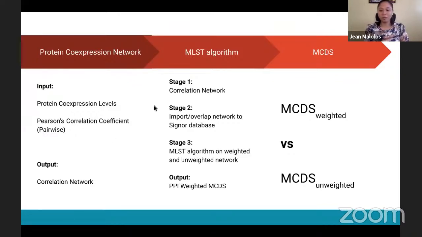Next, we overlapped the correlation with the STRING database. From that computation, we overlapped it with the data set that we had in STRING. Then we used the MLST, the maximum leaf spanning tree algorithm, which I'll show later, on the overlapped networks to generate an MCDS, a minimum connected dominating set of the proteins. Lastly, we assessed the biological soundness of the resulting weighted and unweighted networks by looking at the proteins involved.